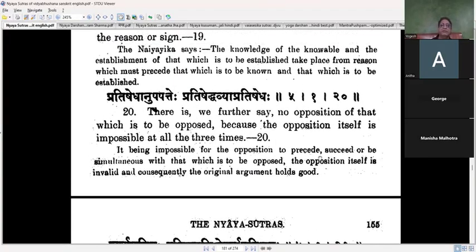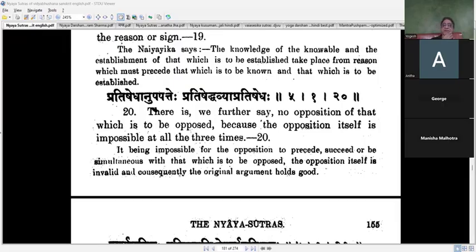So pratishedha anupattehe, pratishedhavya apratishedha. Whenever we are negating something, pratishedha anupattehe, that opposition we cannot accept, because just as the cause is invalid in all three times, the opposition is also invalid in all three times.